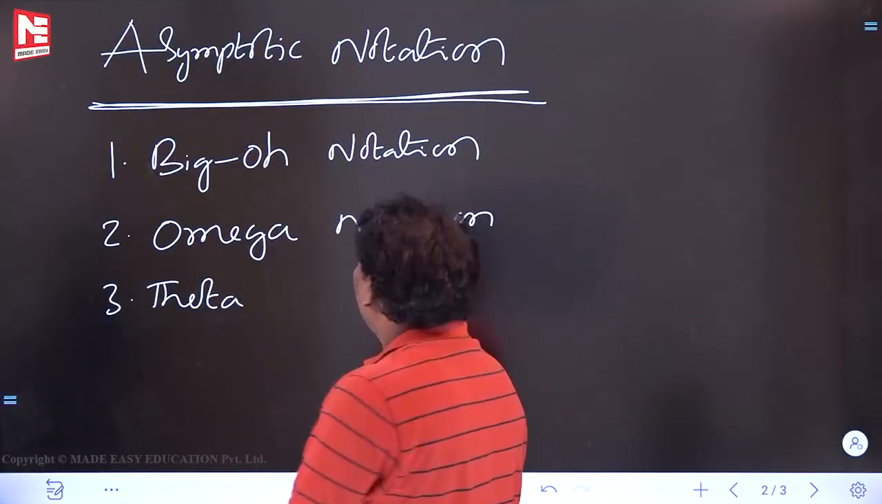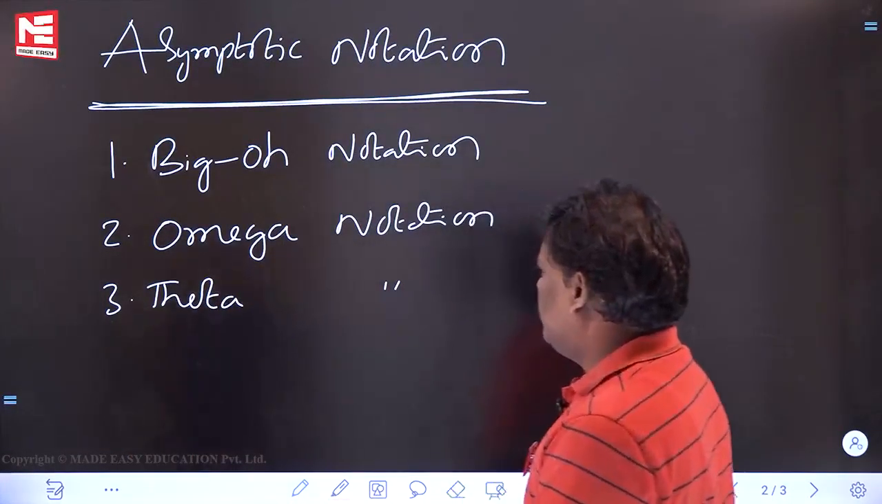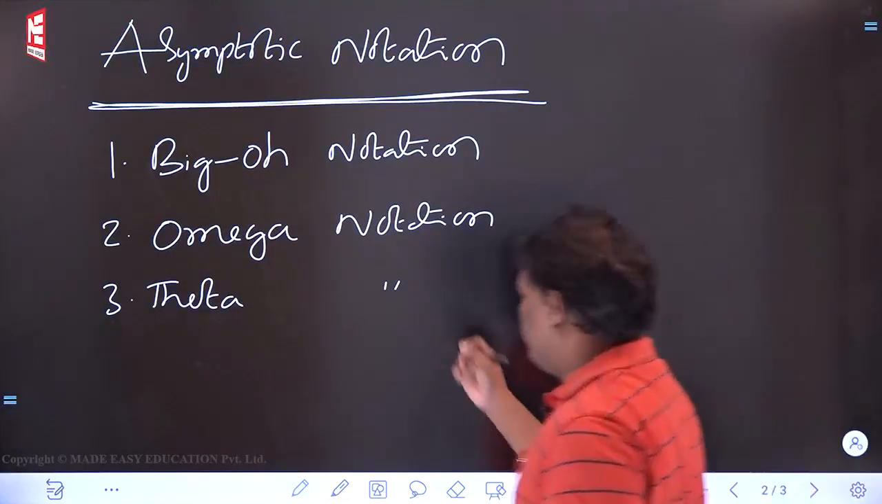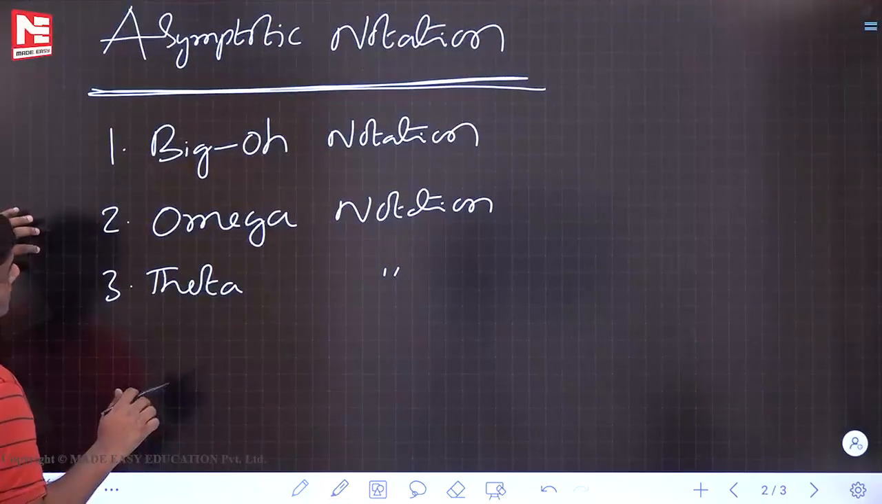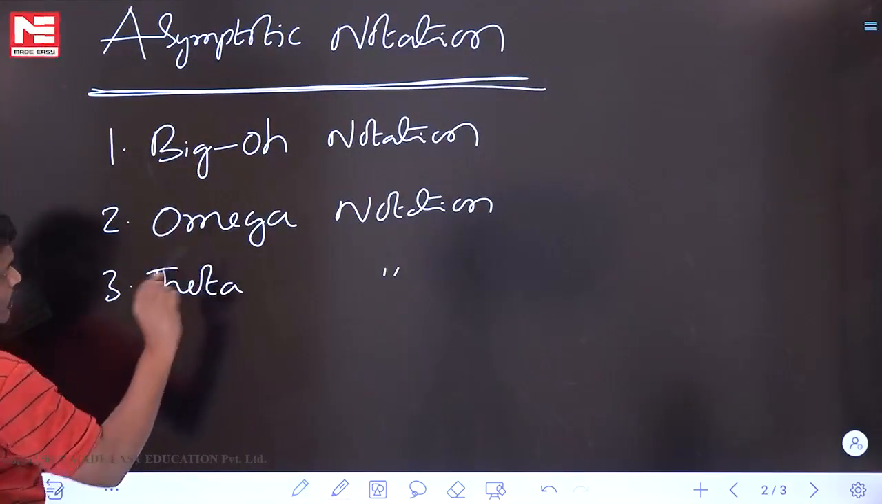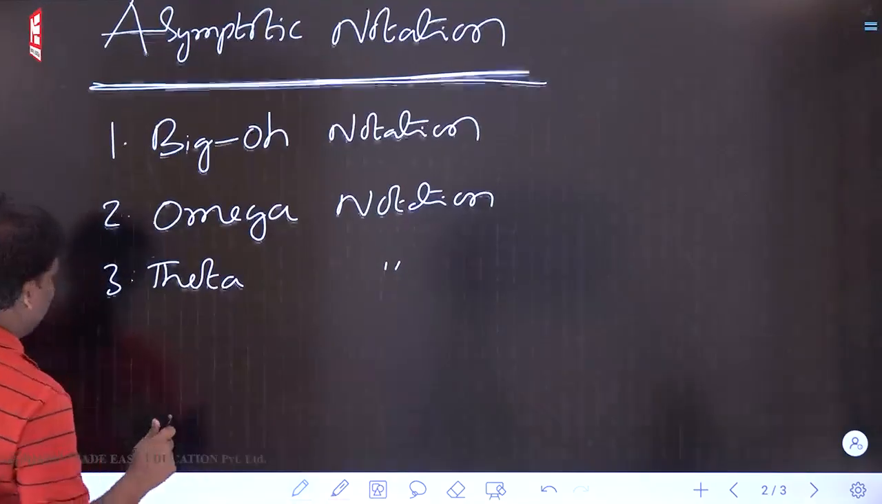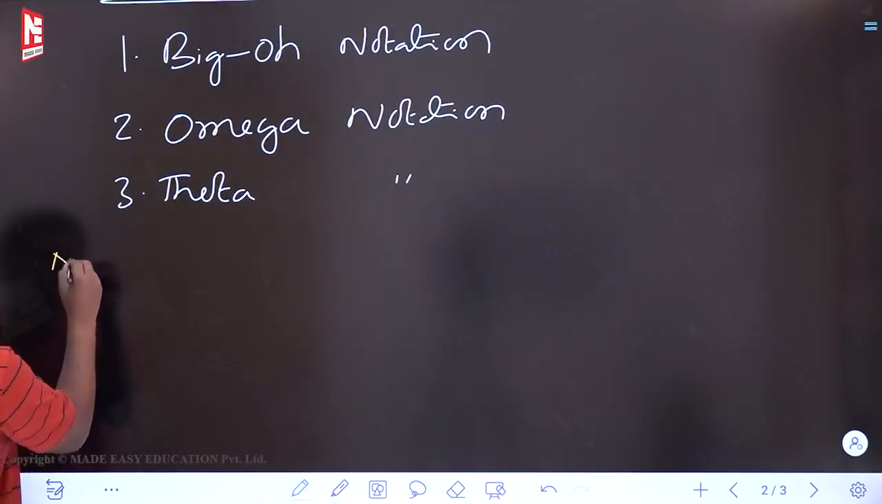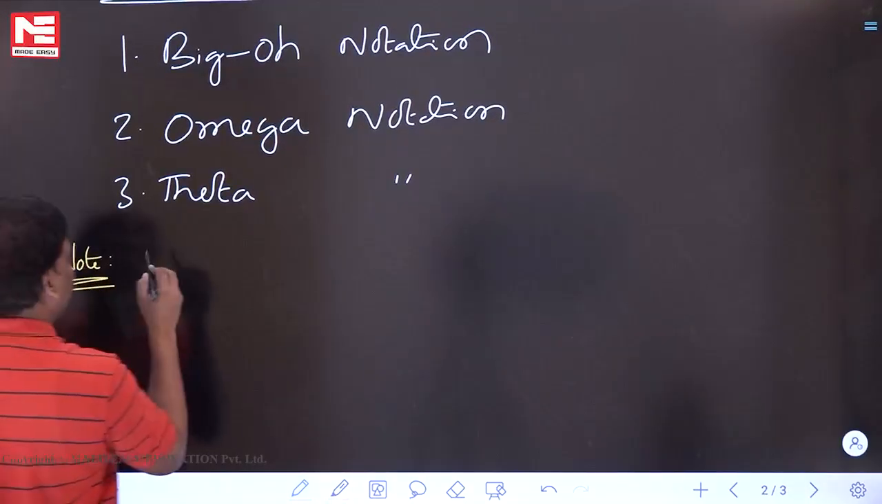Let's see asymptotic notation. There are three things, you know very well. So let's see them one by one. Before going to that, let me write the major line. Asymptotic notation internally contains three things: big O, omega, theta. That's okay. Let's see the major line, the note. See the major line note.